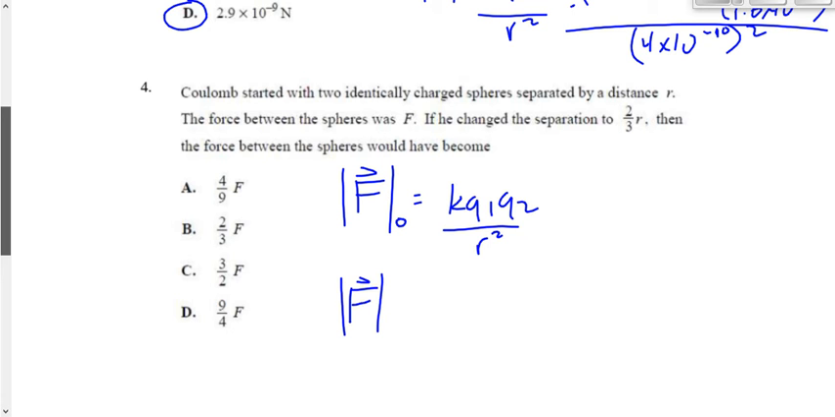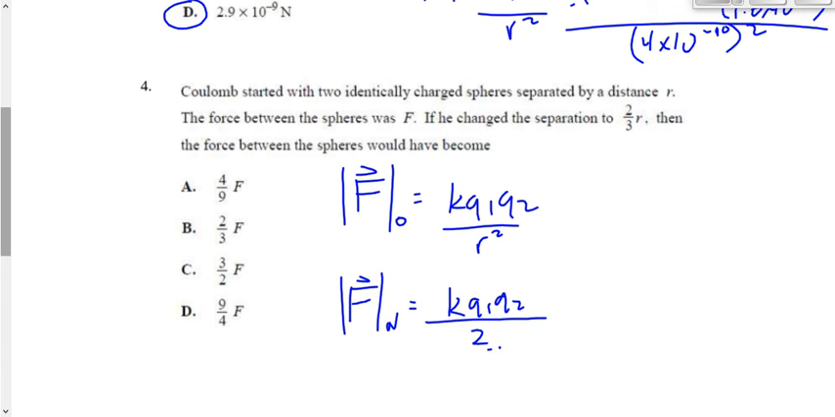I don't. So I'm just going to leave it as my original force, KQ1 Q2 over R squared. Now, my new force is also the constant times the charge over the distance squared, but this time we're going to replace the symbol for variable or variables with another symbol. K isn't changing. Q1 isn't changing because we didn't change the value of Q1 or Q2. But the distance we did. The distance was R. Now the distance is 2/3 R.